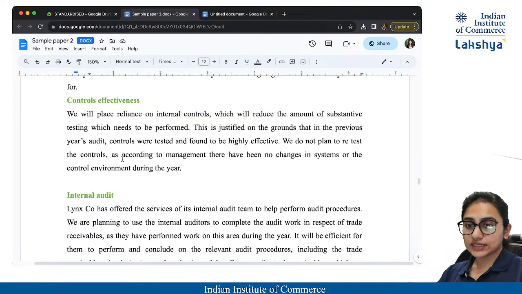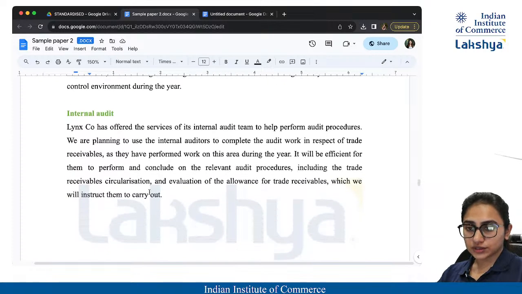We will place reliance on internal controls, which will reduce the amount of substantive testing which needs to be performed. This is justified on the grounds that in the previous year's audit, controls were tested and found to be highly effective. We do not plan to retest the controls, as according to the management, there have been no changes in systems or control environment during the year.